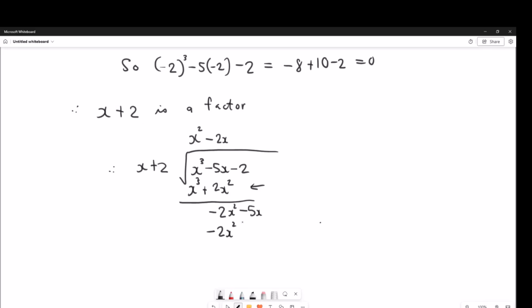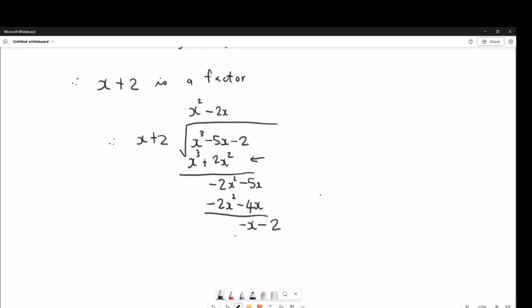Okay. So I'm having minus 4x, and then I'm subtracting again, so that I'm having minus x, and then I bring the minus 2 down, right? Now I ask myself, how many times does x divide into minus x? Minus 1 times, right? And then I multiply minus 1 again by x plus 2. And I get minus x minus 2, and subtraction gives me 0.